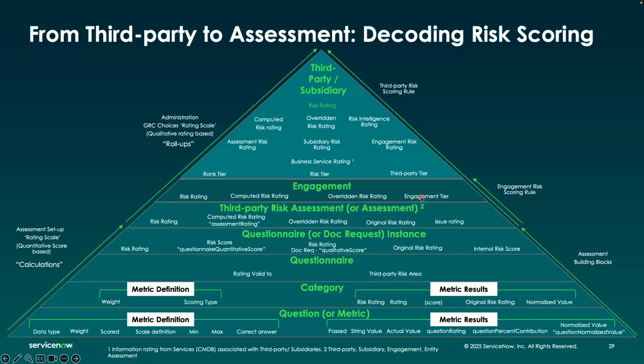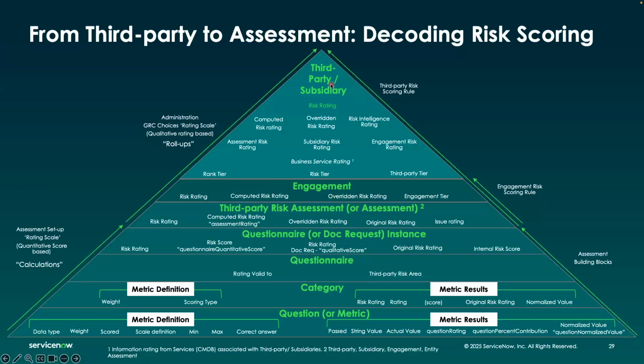Engagement tier. This attribute is updated by the internal tiering assessment or IRQ. It can be used in a process to determine which assessment should be assigned to the third party at an engagement level. There's a rule, the tier-based submission rule, that can leverage this value to submit assessments to the third party, again at the engagement level. This has no direct bearing on the risk scoring.